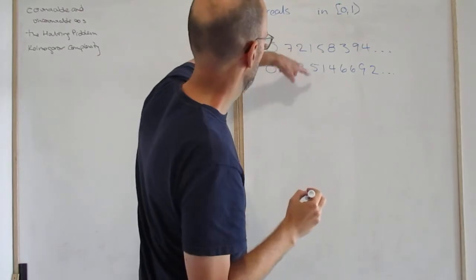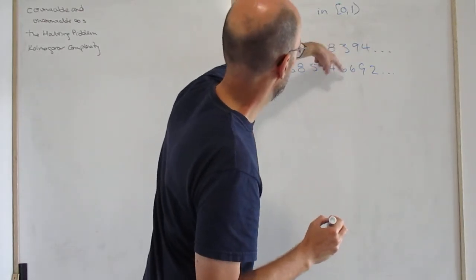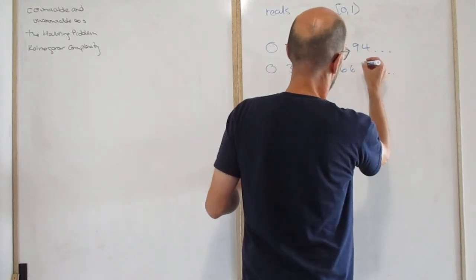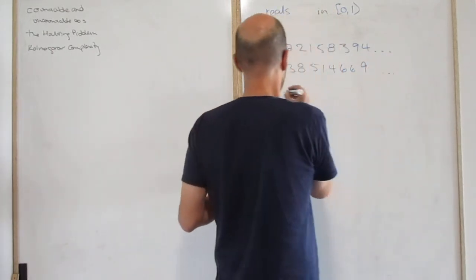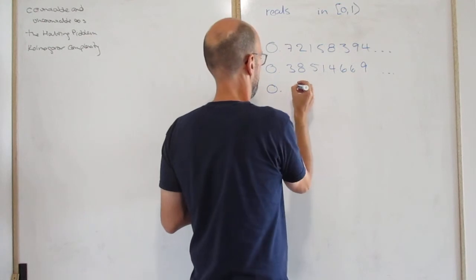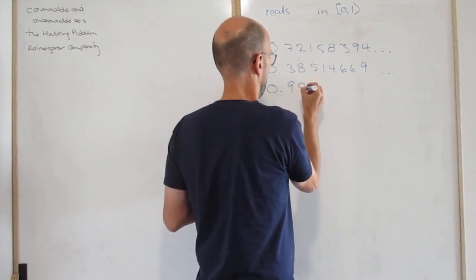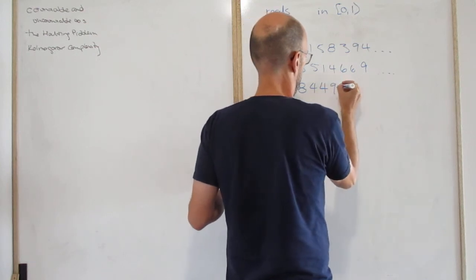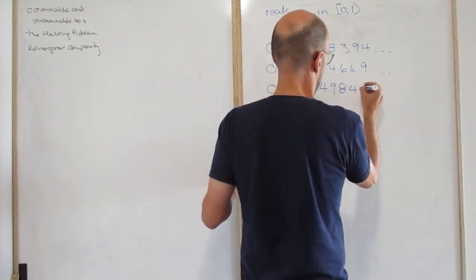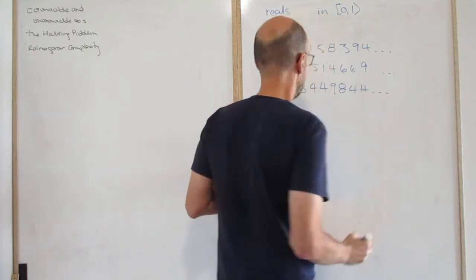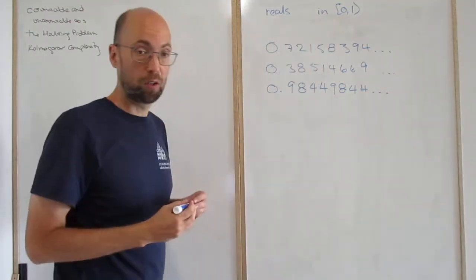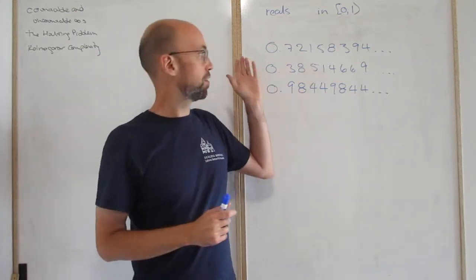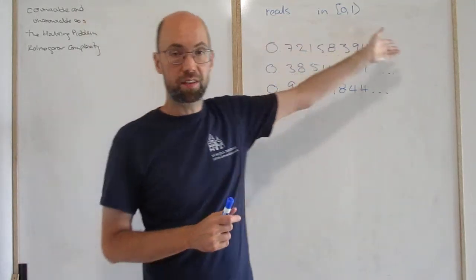And do these line up? Actually, more or less. Let's put the 9 over here, so it lines up a bit better. And 0.9849844, blah, blah, blah. Okay, so you can write any real as a 0 point and then some string of numbers.